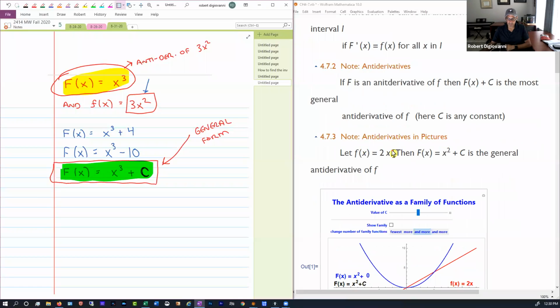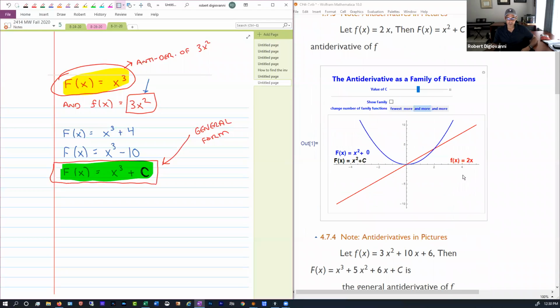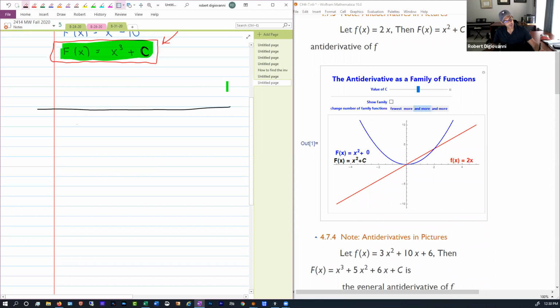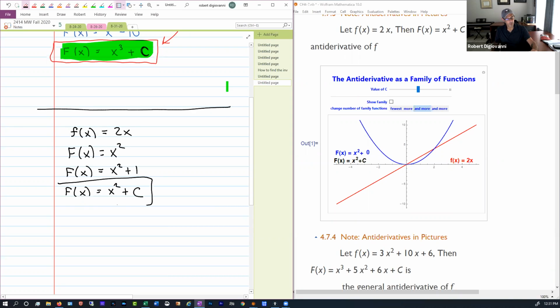So you can see this from this visualization here. If you take a look at the function 2x, now I didn't do that one over here, but if we were to have started out with a little f of x, and I say that's 2x, and I say find an antiderivative of that, you would say, okay, one antiderivative of that is x squared. And then someone else would say, hey, another antiderivative of that could be x squared plus 1, and then x squared minus 4, all these different things, right? The general antiderivative would be this.